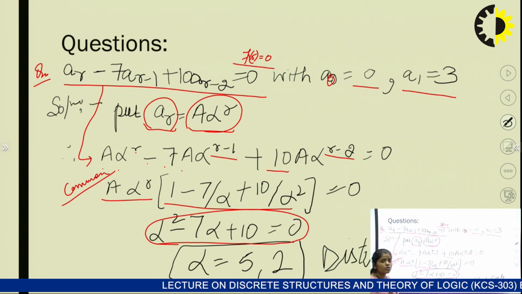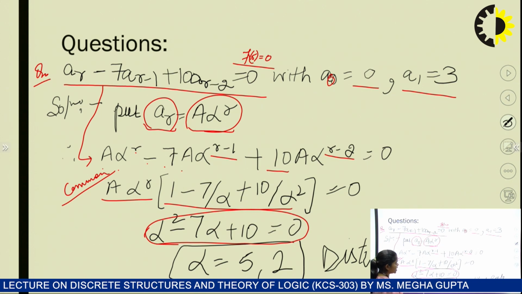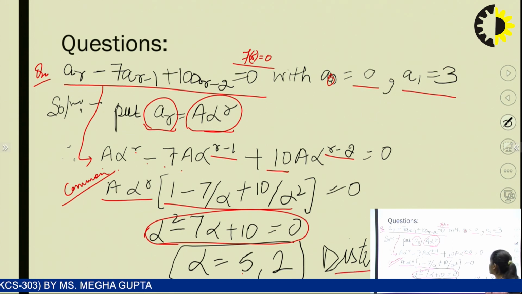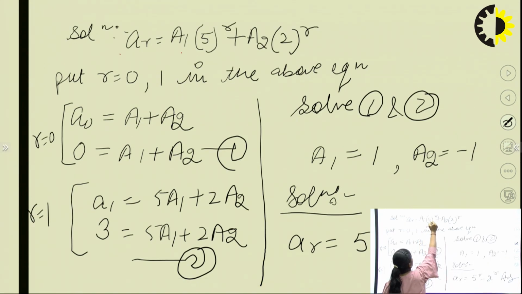So the first step is to find the roots of the recurrence relation. By factorizing, using middle term splitting or anything else, we get alpha equal to 5 and 2. So there are two roots coming from that equation, 5 and 2, and these are distinct roots. So here the solution of the given equation is a_r equal to A1 alpha1 to the power r plus A2 alpha2 to the power r.